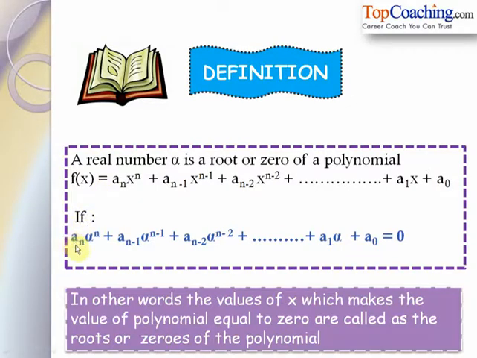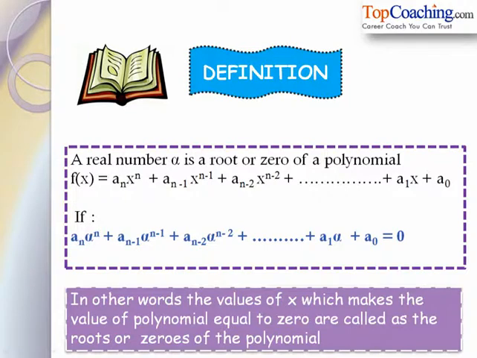If a_n alpha to the power of n plus a_(n-1) alpha to the power of n minus 1 plus a_(n-2) alpha to the power of n minus 2, and so on up to a_1 alpha plus a_0 is equal to 0. So if we have a polynomial expression as this, and if alpha is a root or zero of the polynomial, then if we simply replace x by alpha in this expression and the value of the polynomial comes out to be equal to 0, then such a real number alpha is known as the root or the zero of a polynomial. Zero of a polynomial is also called the root of the polynomial.